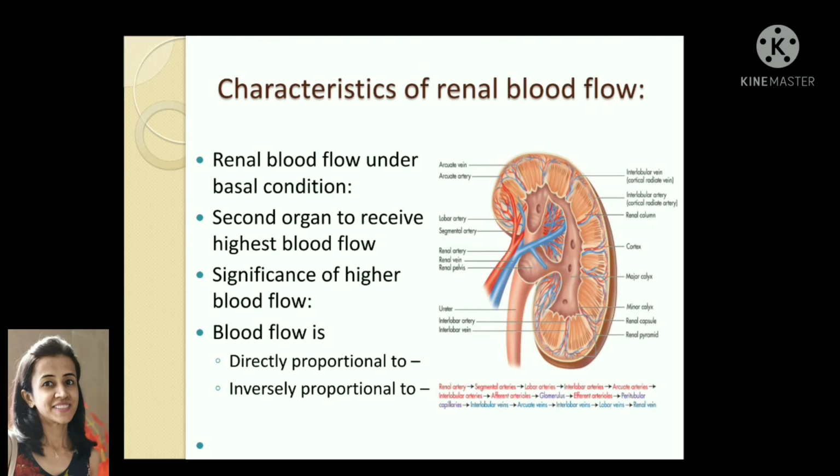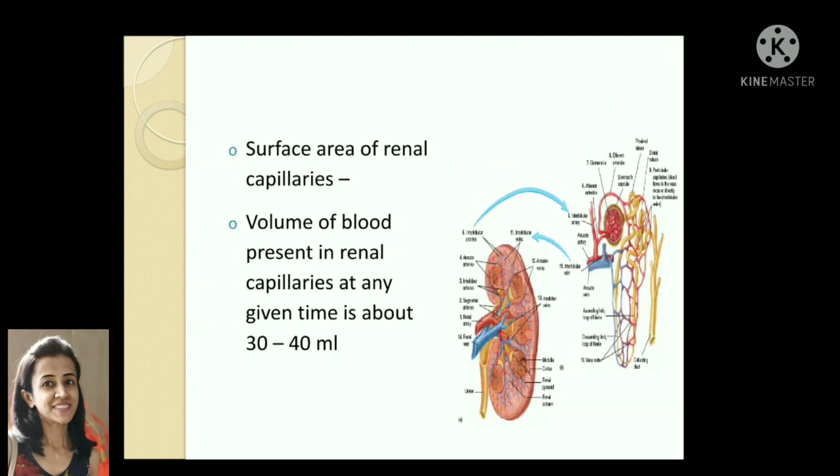Blood flow to the kidney is directly proportional to the pressure difference between the renal artery and renal vein, and inversely proportional to the resistance. Now, the surface area of the renal capillaries is equal to the total surface area of the tubule. You can see in the diagram. The volume of blood present in the renal capillaries at any given time is about 30 to 40 ml.